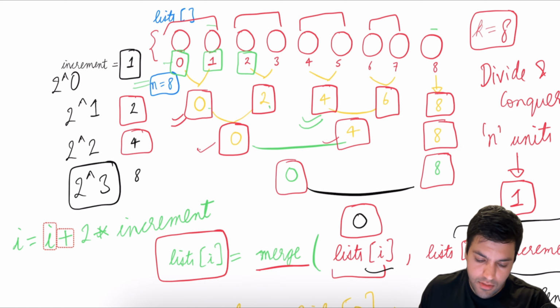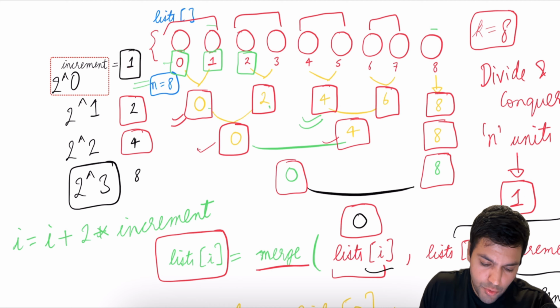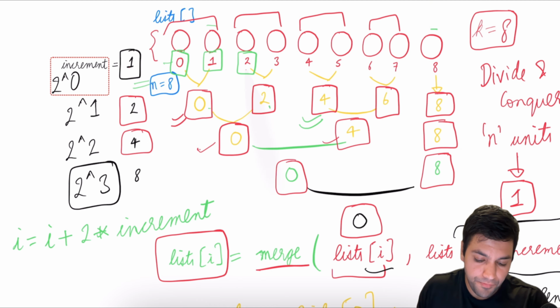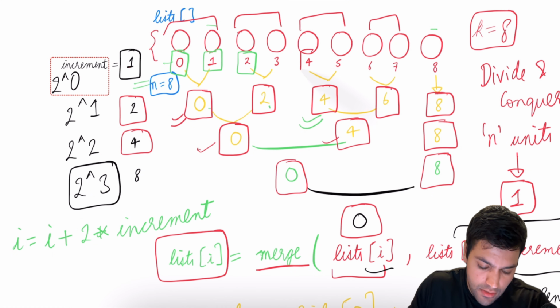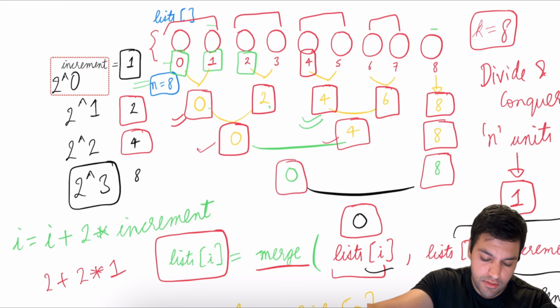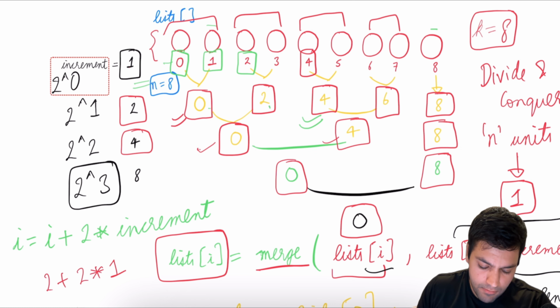So here, as you can see, my increment is 1. So 0 plus 2 times 1 will give me 2. And then for my next iteration, I would be 2, and then it would be 2 plus 2 times 1, and this would be equal to 4.